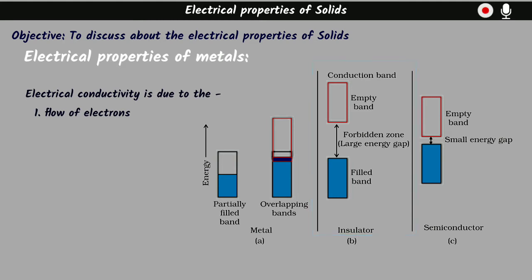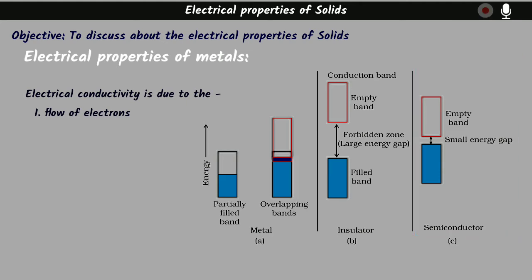Now let us discuss the semiconductor. In case of a semiconductor, the band gap between the valence band and the conduction band is not as large as in the insulator, and these bands do not overlap with each other. So that means there will be some band gap, but it is a small energy gap.